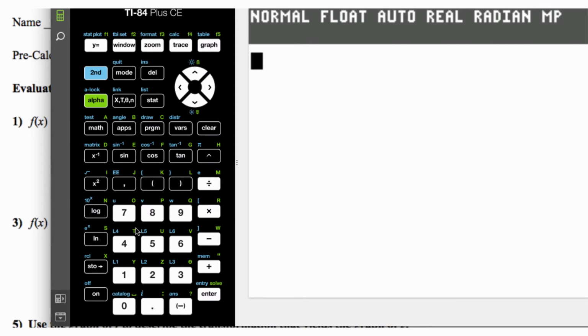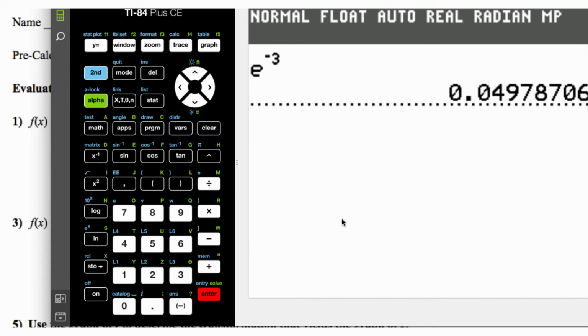So here's my calculator. Right above our ln button is our e to the x, so we're going to go second, hit that ln button, and our power that we're going to type in is negative 3. And when we hit enter, if we go to 3 decimals, I would call this 0.050.